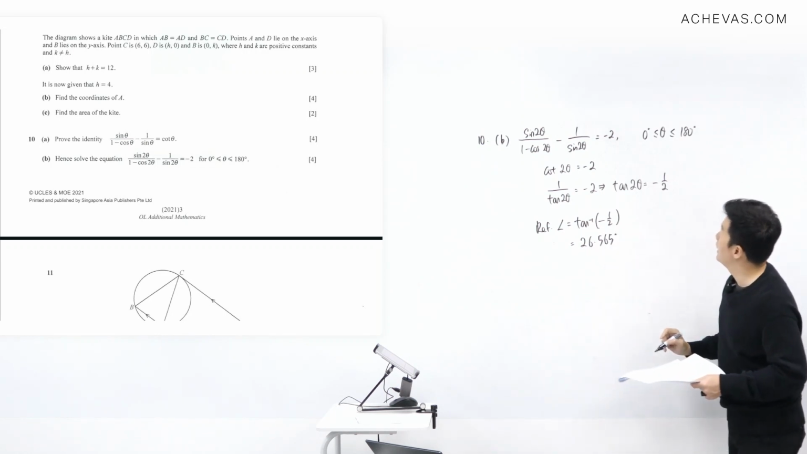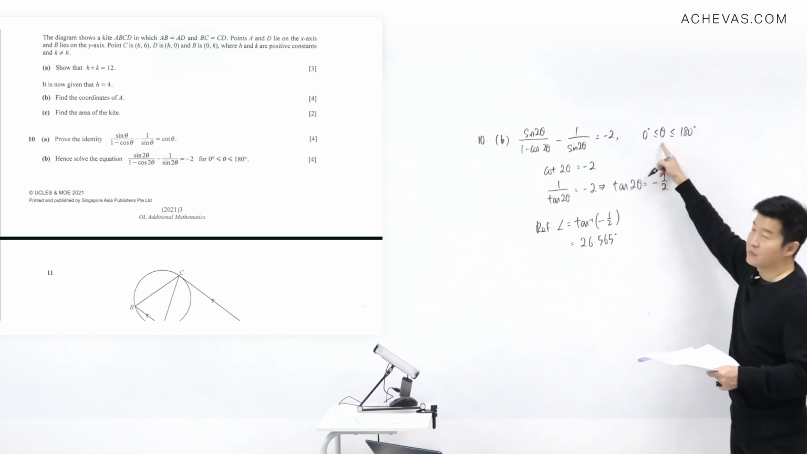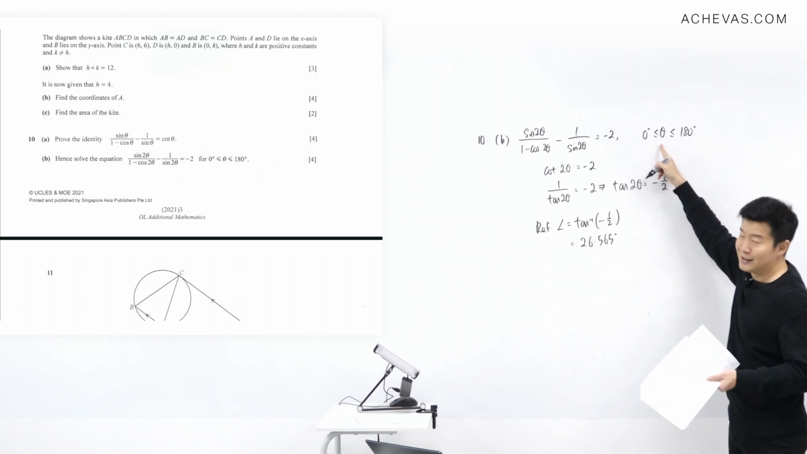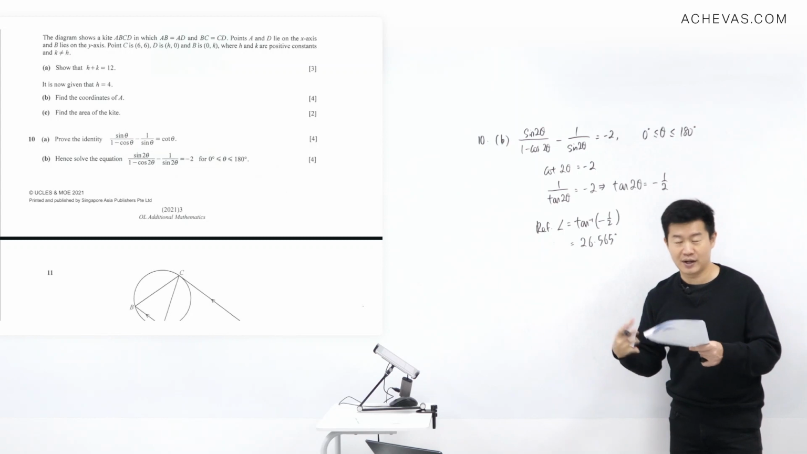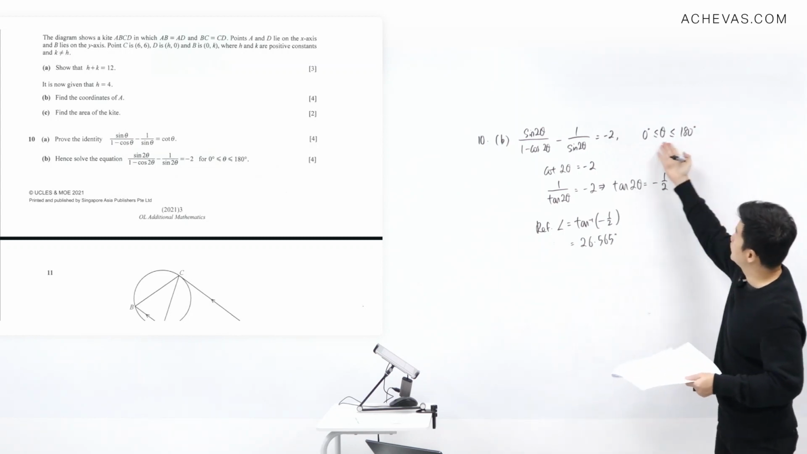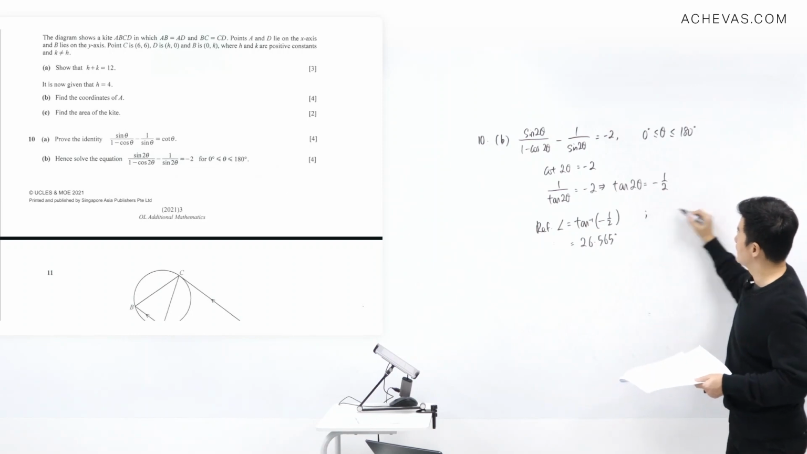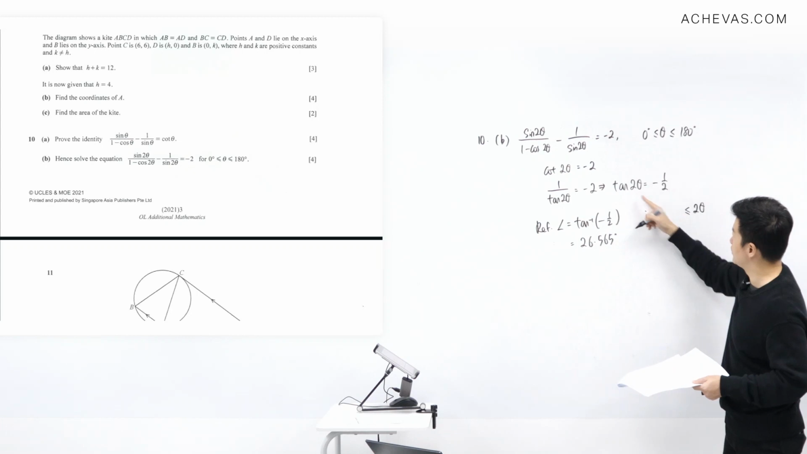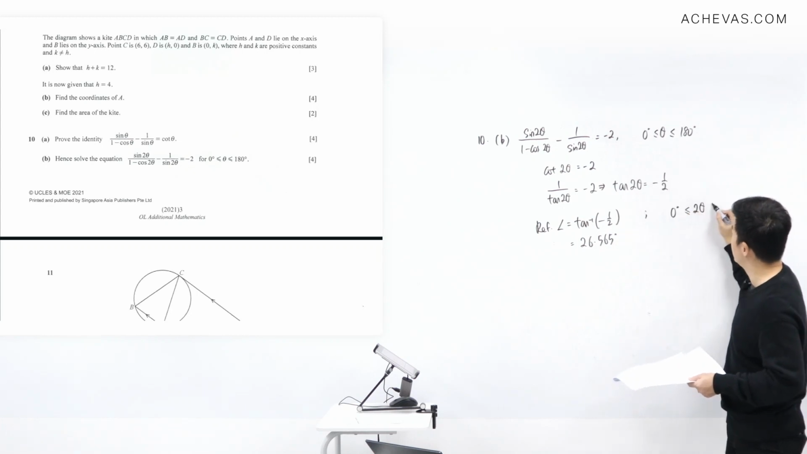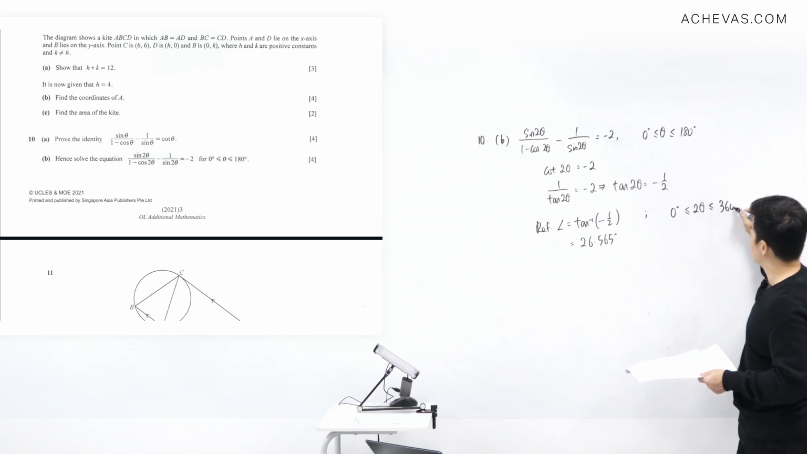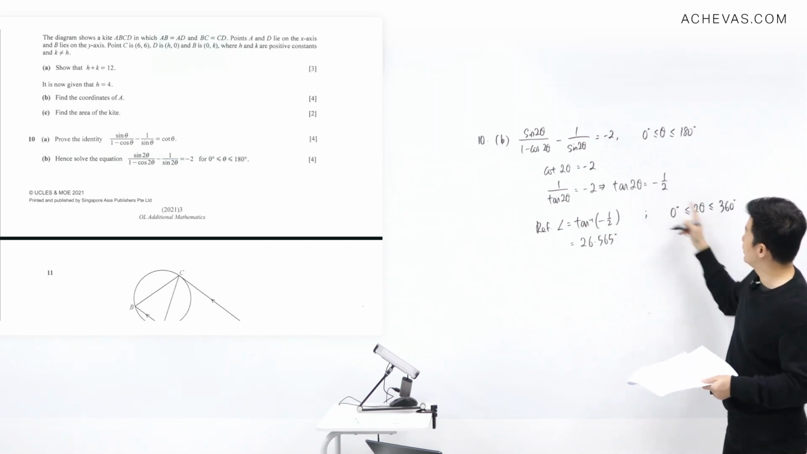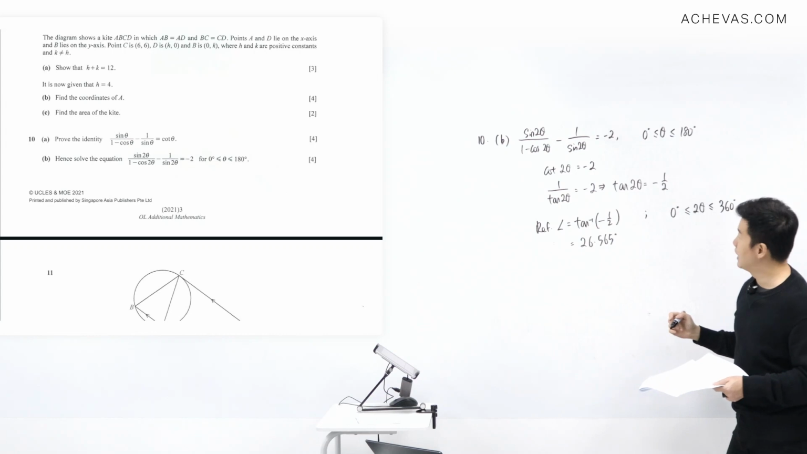26.565 degrees. The range that is given to us is meant for theta, but we have a 2 theta here. So we need to find a new range to analyze 2 theta. We're going to multiply throughout by 2, which means that 2 theta is going to be between 0 multiplied by 2, which is still 0, and 180 degrees multiplied by 2, which gives me 360 degrees. And tangent of this is equal to minus half.